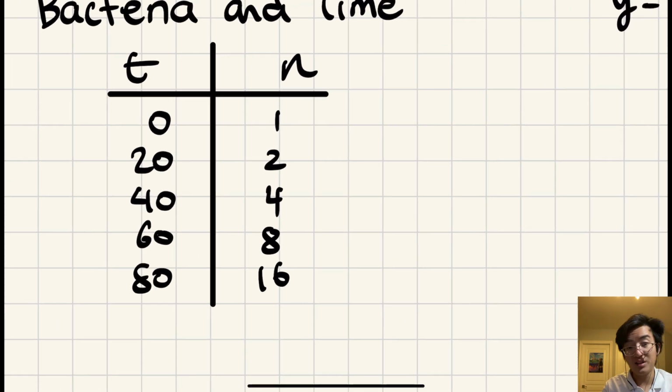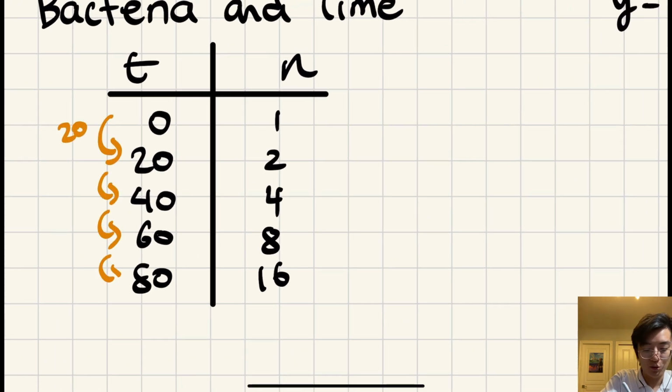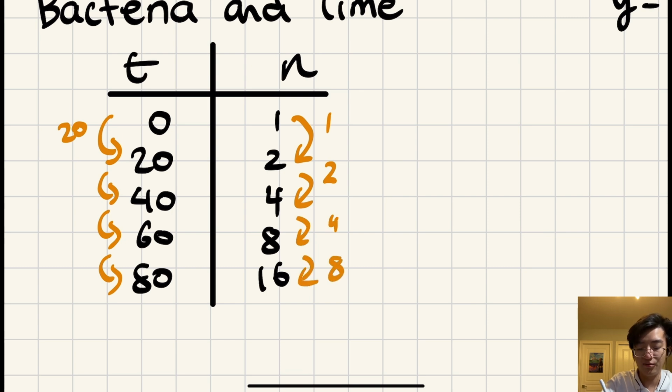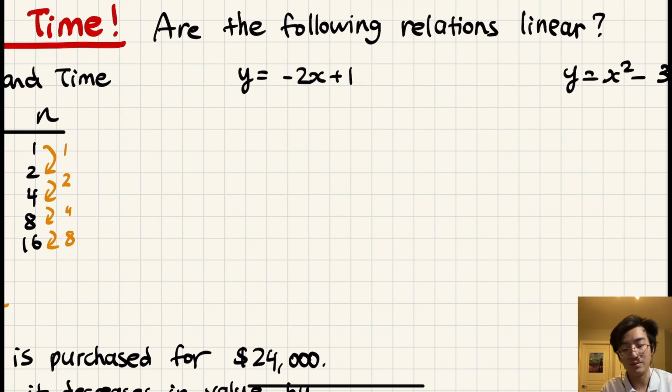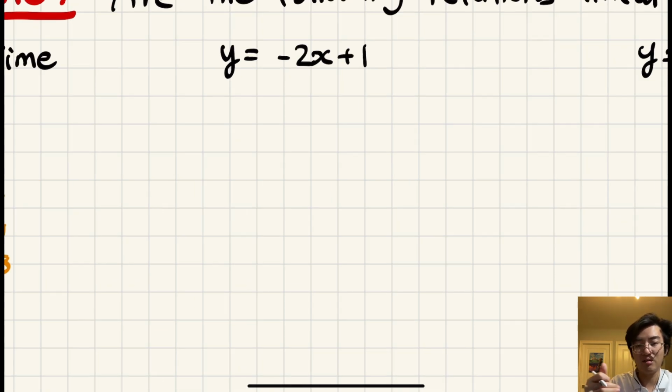We got the bacteria and time relation here. So for the time here, it's increasing by 20, right? So 20, 20, 20, 20. But for the bacteria count, or the n, we are increasing by 1 here, but then increase by 2, increase by 4, increase by 8. So it is constant on one variable, but not constant on the other variable, which means that overall it is not a linear relationship. Okay? Next, let's try to graph this out.